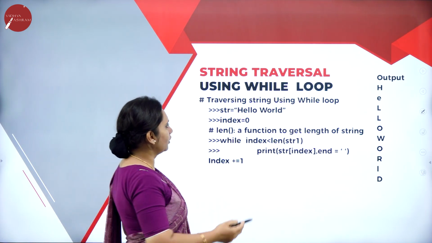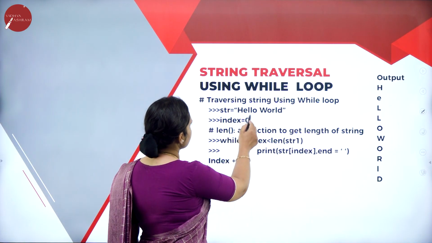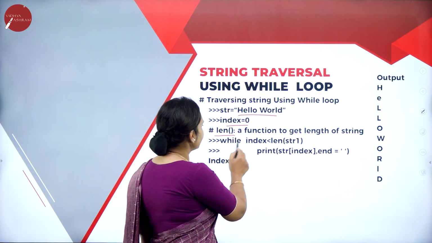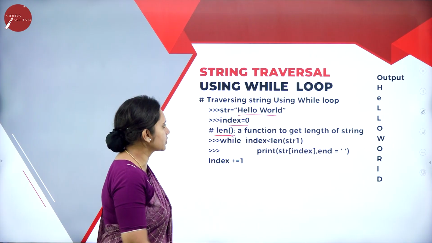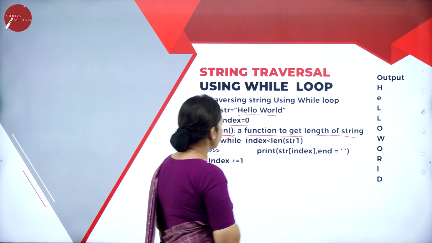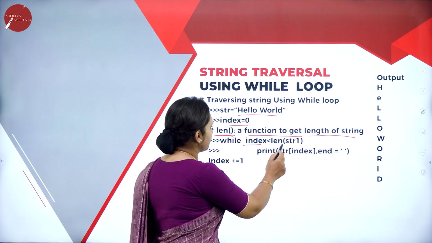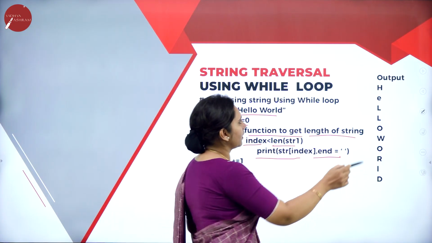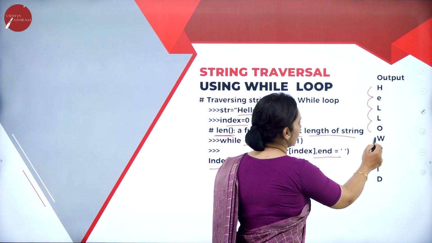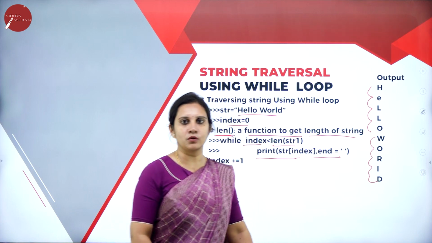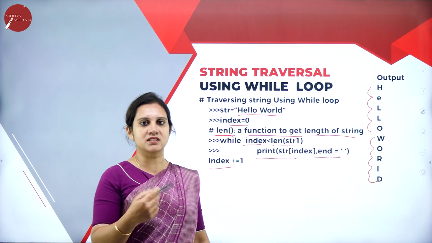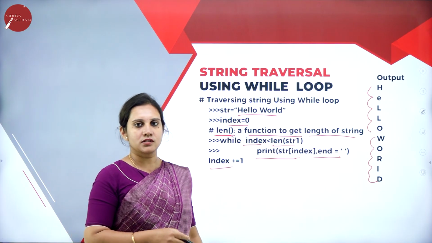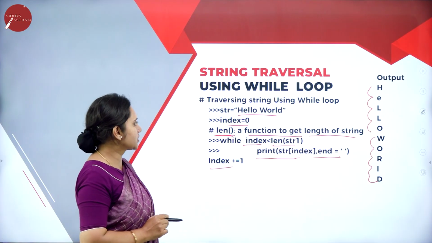Same way using a while loop, not much difference. Here traversing hello world, index I am giving as 0, it starts from the 0. The length function, the built-in function I am using, is a function to get the length of the string, and index again it displays you the range, and index plus 1 means it keeps on incrementing. HELLOWORLD. So using both the loops, only the statements and the condition sets will be different, the output you will get is this. So this is about traversing a string.